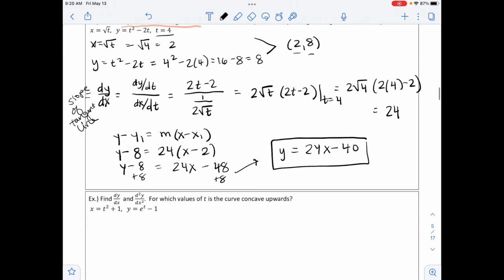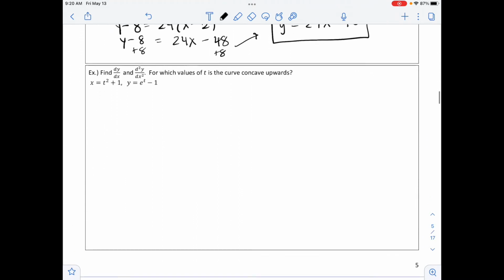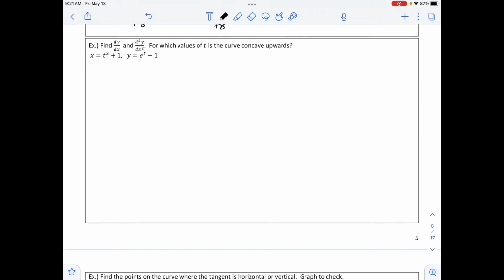The example right below says find dy/dx and d squared y/dx squared, so the second derivative, and for which values of t is the curve concave upwards. We're given x is equal to t squared plus 1 and y is equal to e to the t minus 1. In order to find our first derivative, dy/dx, we need to find dy/dt and dx/dt. So dy/dt would just be e to the t, and then dx/dt is going to be 2t.